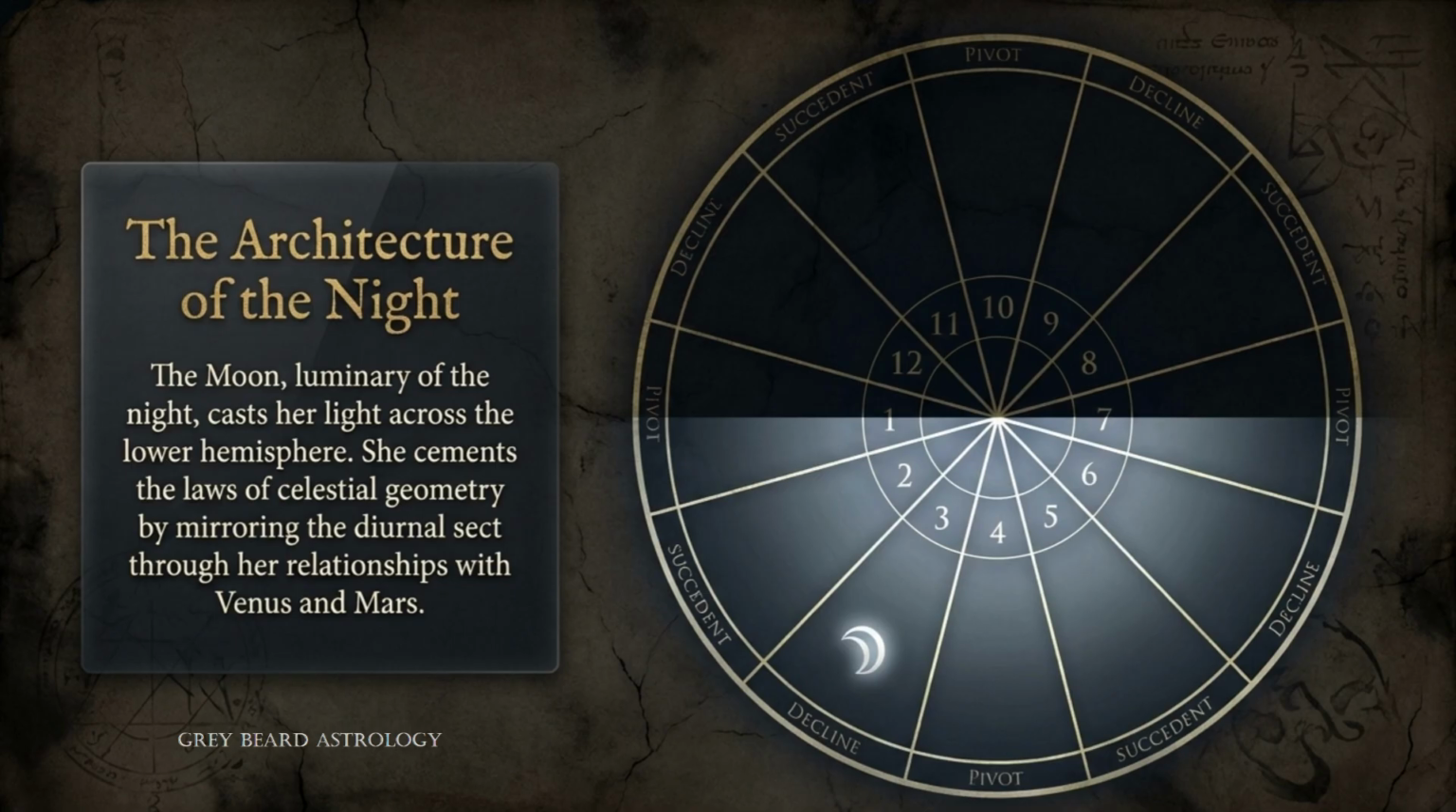So next we have the archetype of the night, which is the moon. She rules over the nighttime, the nocturnal part of the day. The moon is the luminary. She casts and she reflects the light from the sun. She casts her light across the lower hemisphere, the northern hemisphere of the chart. She cements the laws of celestial geometry by mirroring the diurnal sect through her relationship with Venus and Mars. So she is reflecting light from the sun. So the sun shines and gives light, and the moon reflects the light.